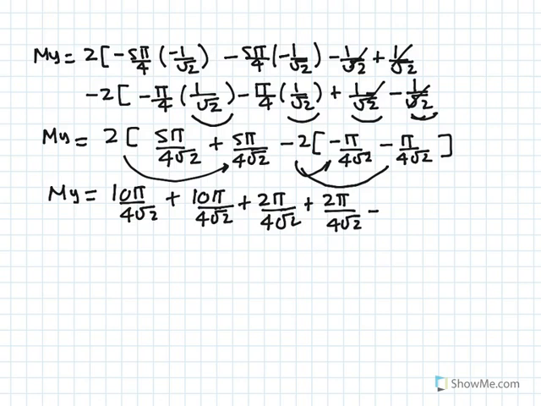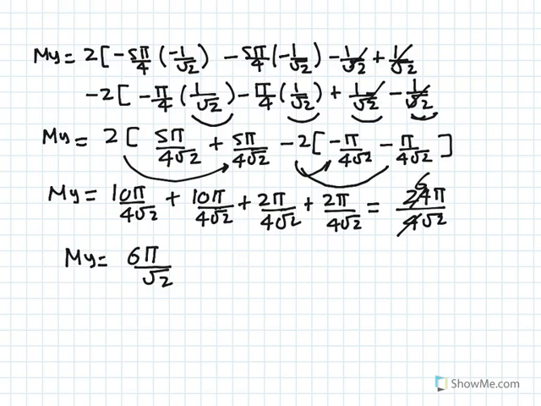We have the same denominator, so we can just add up the numerators. So the denominator is 4 root 2. We have 10 plus 10, that's 20, plus 2 plus 2. We get 24 pi in the numerator. So the moment with respect to the y-axis, and 4 cancels with 24 gives us 6. We get 6 pi divided by root 2. That's the moment with respect to the y-axis.